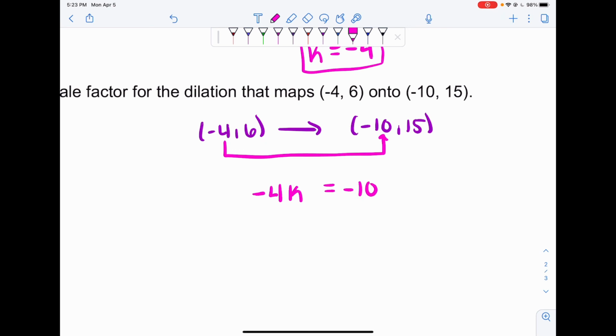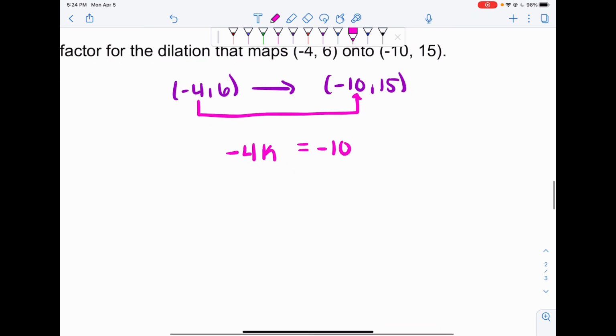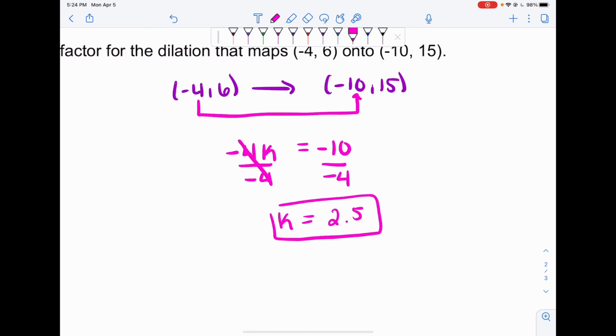And I'm going to ask that you do not write x or y, because we're not solving for x, we're not solving for y, we're solving for our scale factor. So please use the proper lingo. So I'm going to divide both sides of my equation by a negative 4. When I do that, I get 2.5. So what I can say is my scale factor is 2.5. And to check it, negative 4 times 2.5 is negative 10. 6 times 2.5 is 15.